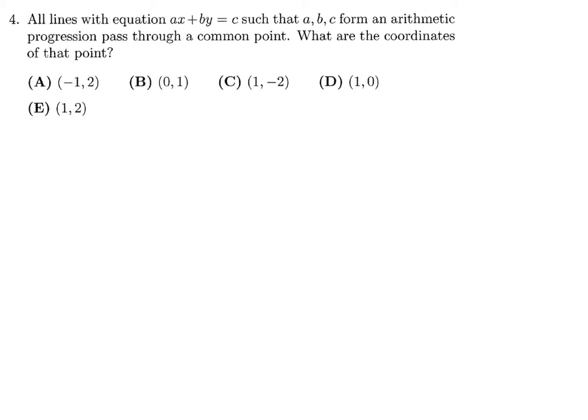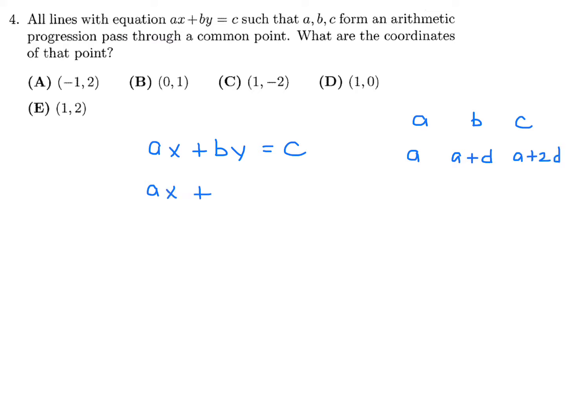All lines with the equation ax plus by is equal to c such that a, b, and c form an arithmetic progression pass through a common point. What are the coordinates of that point? So ax plus by is equal to c. And a, b, and c, I'll put it over here, are an arithmetic sequence. So if this is a plus d, and this is a plus 2d, like that.